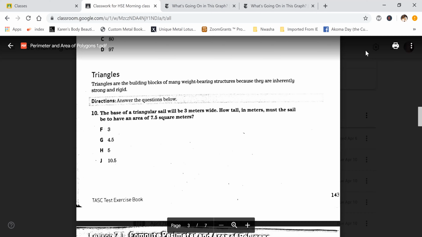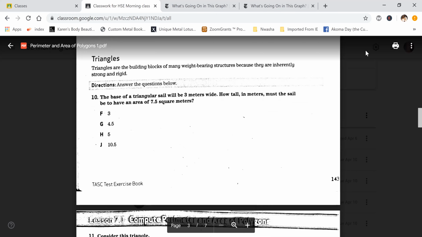I'm going to say that's a no. This one was pretty straightforward, that you needed the area formula. So if everybody got H, then we're good to go with that one.